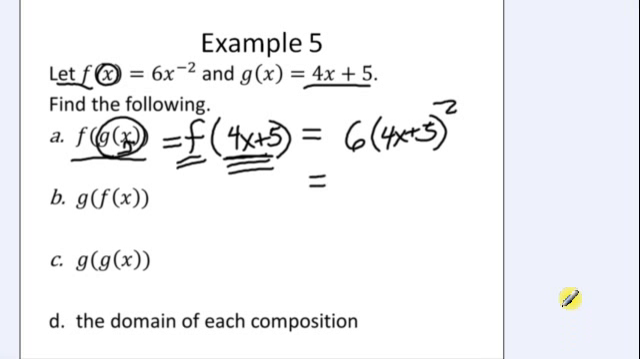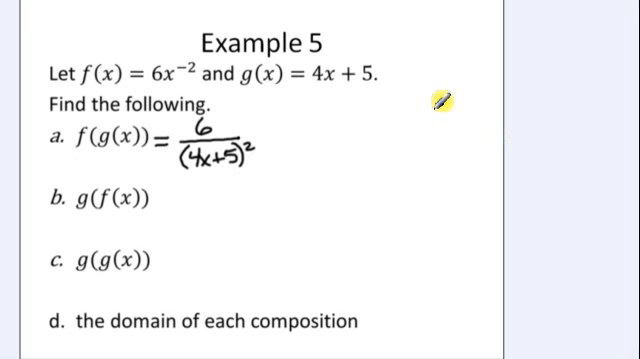And let's simplify that where I don't have a negative exponent. So the 6 will stay on top. It doesn't have a negative exponent. And then I'll write it as 4x plus 5 squared. And there's my function of f composed with g of x. So in example A, another way of thinking about this is that we started with function g and we plugged it in to function f.